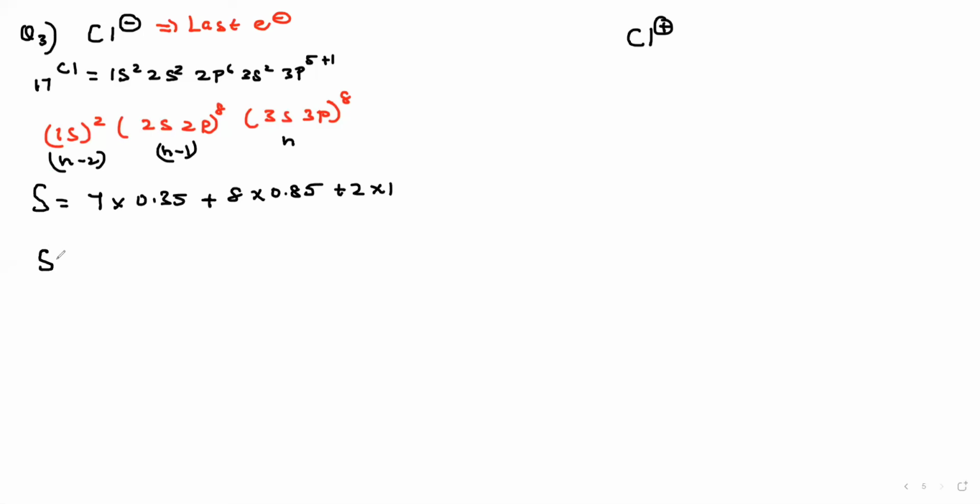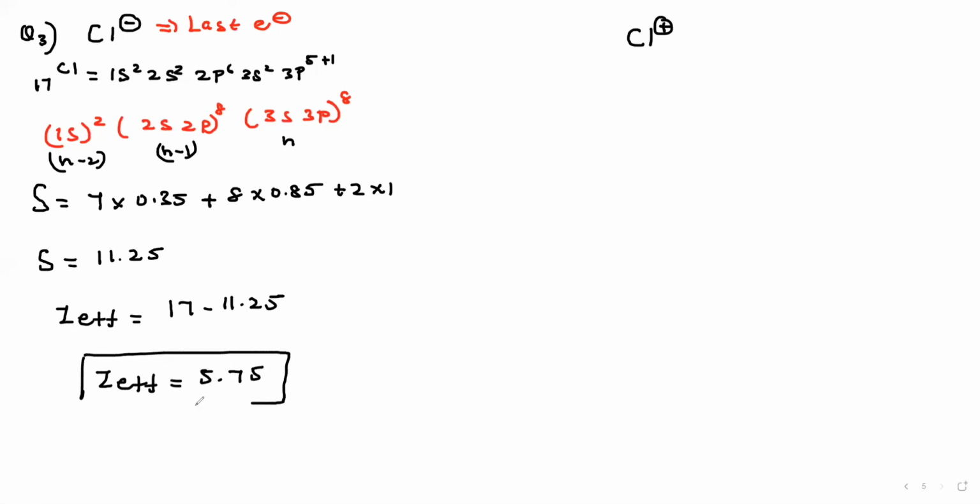Now what is the S value? It is around 11.25. Then what is Z effective? Z effective is equal to 17 minus 11.25. What is the value of Z effective? It is equal to around 5.75. 5.75. Got it? For Cl plus, okay?